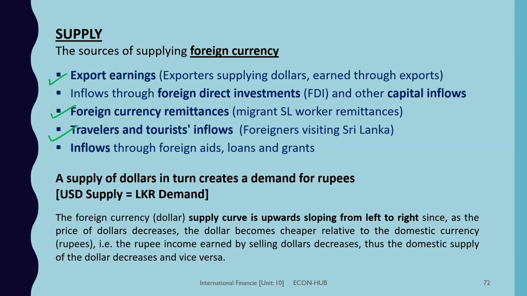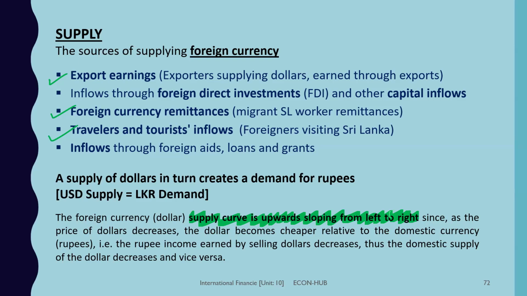The foreign currency or dollar supply curve is what? It is upward sloping from left to right. So what does it imply? It implies the law of supply. Which means when the price of the dollar increases, we supply more dollars. When the price of the dollar decreases, we supply fewer dollars.